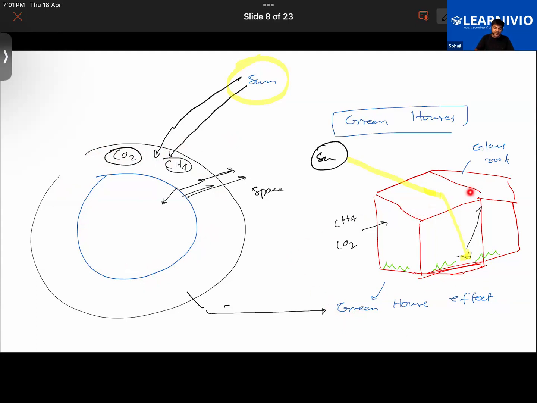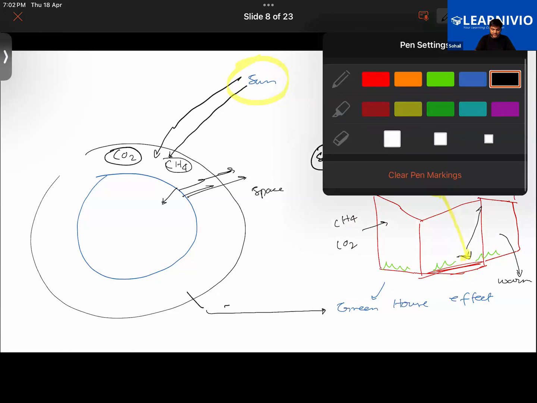In this, what happens? The glass roof of this greenhouse traps most of the sun's rays. You can put some gases in it also, like these gases. So it will keep the inside temperature warm, and hence plants will grow in a proper manner. So if you ever happen to visit a farmland where you find a greenhouse, if you were to go inside it, you will find it is comparatively warmer than outside. Is it clear to everyone or not? Is it clear to all of you?